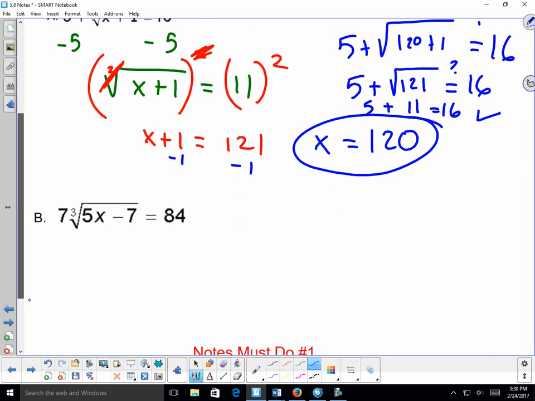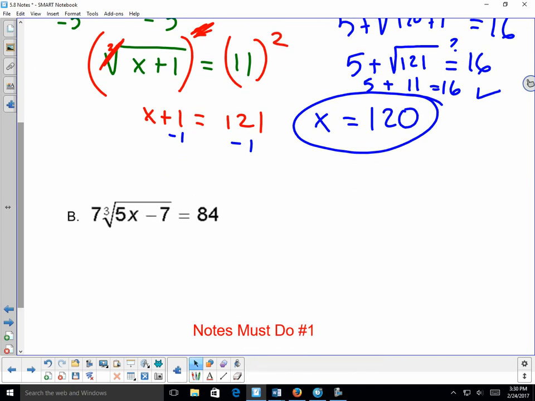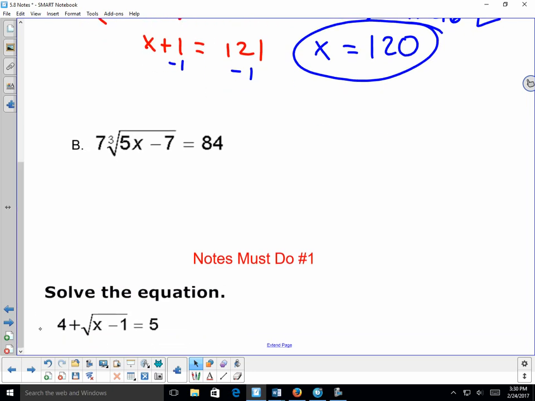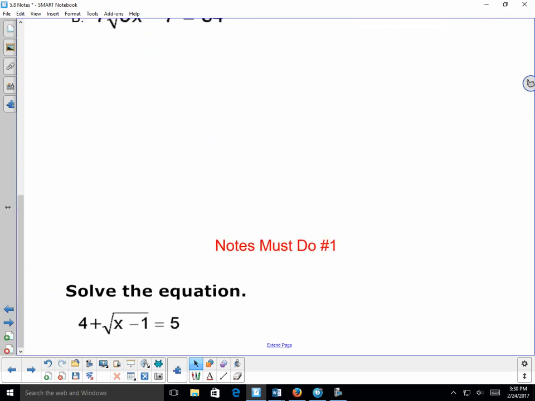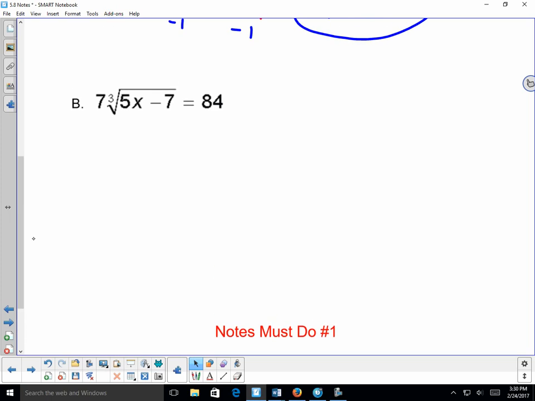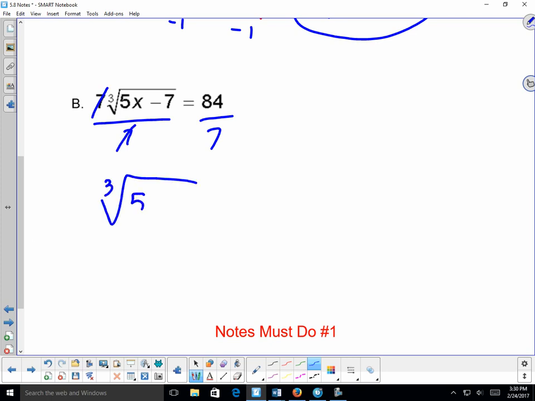Let's take a look at our next example. We want to solve 7 times the cube root of 5x minus 7 equals 84. The radical is not isolated yet because we have this 7 that's being multiplied by our radical. So we're going to get rid of that by dividing both sides by 7. We get cube root of 5x minus 7 equals 84 divided by 7, which is 12.